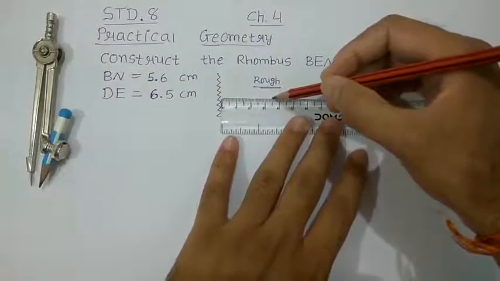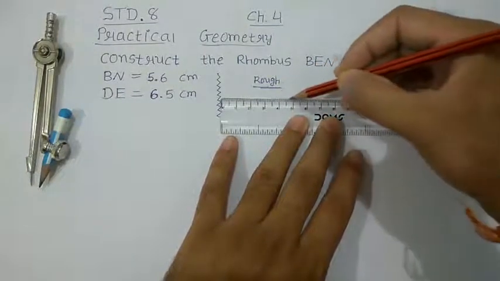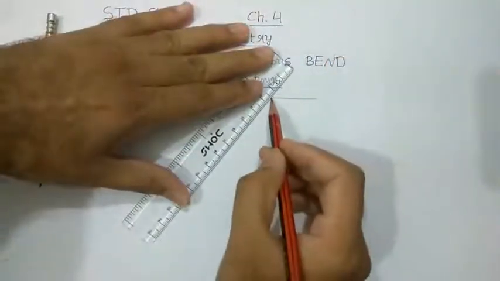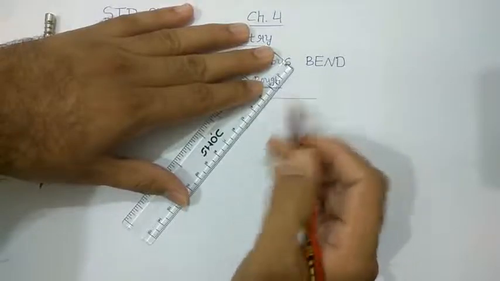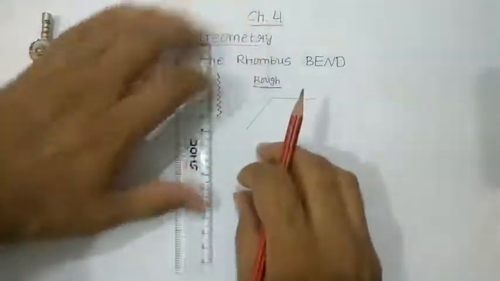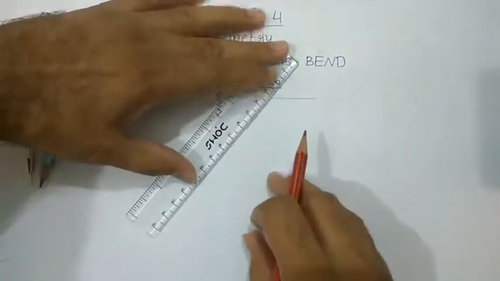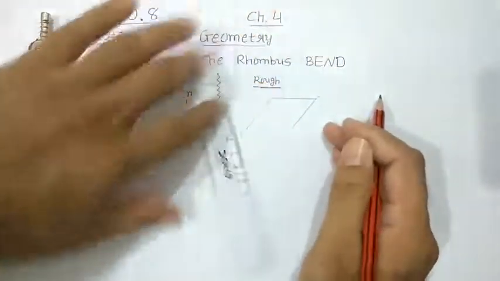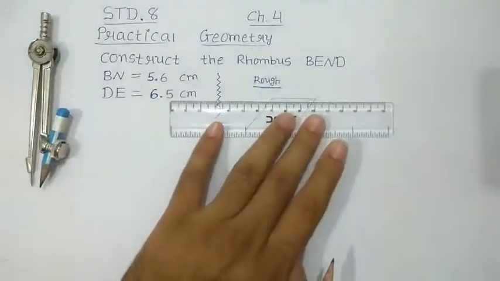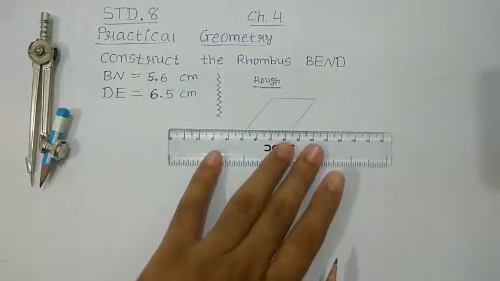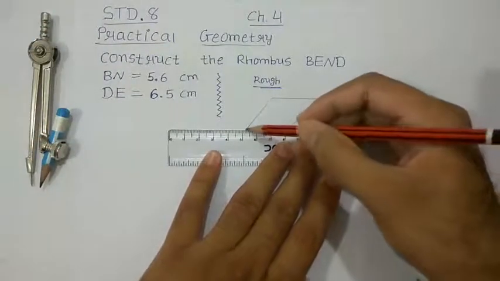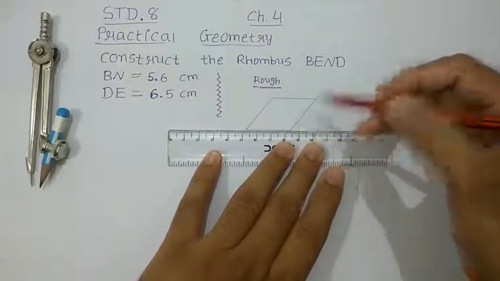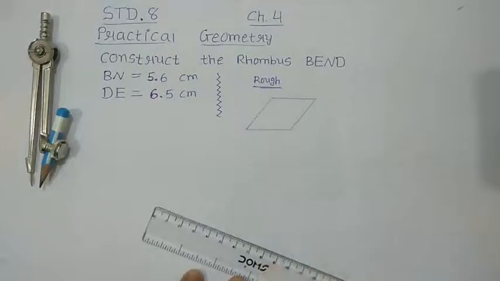So this is one of the sides of the rhombus. This is another side of the rhombus. In the same way we have to take one more parallel side here. So draw here the third side, and now join these two sides. We get the shape that is a rhombus, right? So this is the rough diagram.